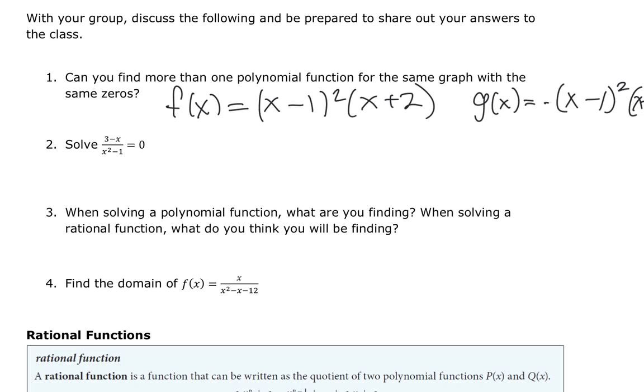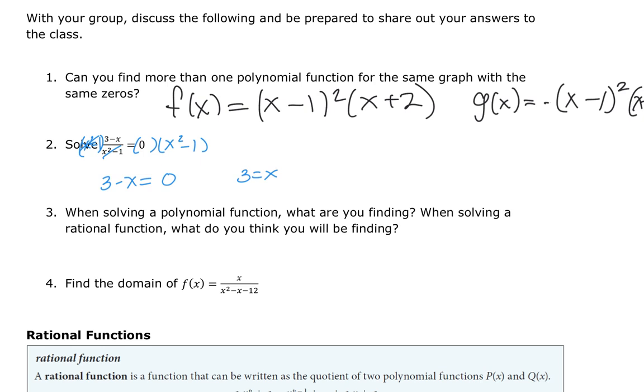Second question, how would I solve this? Well, if you were in algebra 1 or 2 in high school, what you would have been told to do is multiply both sides by the common denominator. In this case it happens to be x squared minus 1, and that would clear the fraction. When you do that, these clear. The right-hand side is still 0, so I have 3 minus x. I set it equal to 0 and solve, and I get 3 is equal to x. So there is my solution.